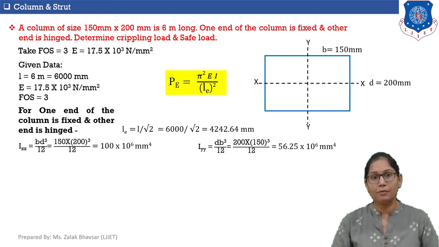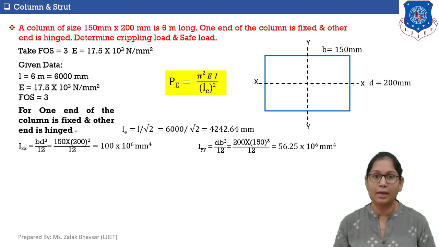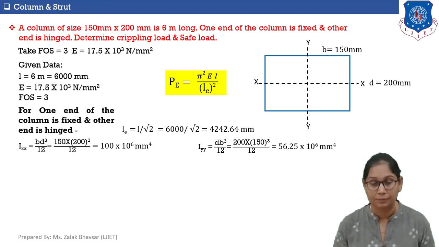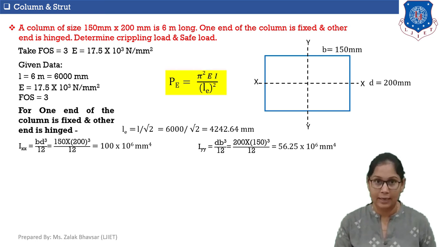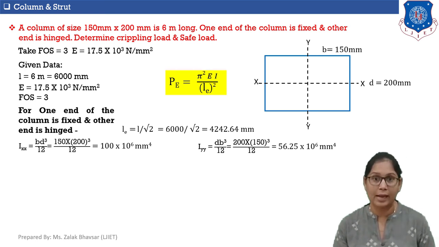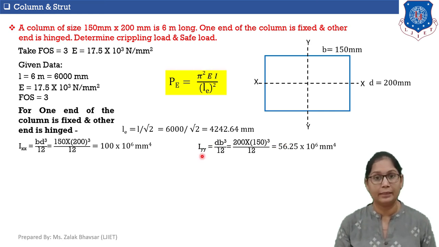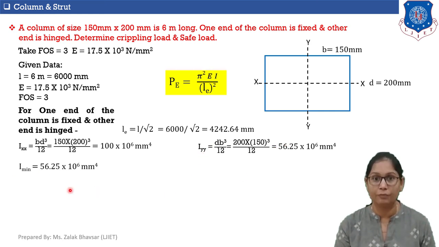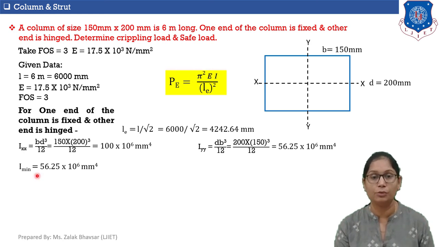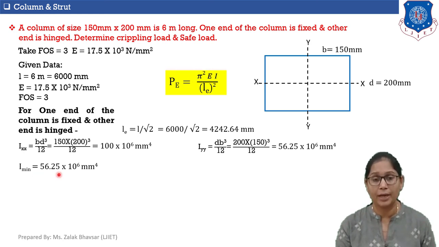So here I have calculated Ixx and Iyy both. But for the formula I need only one. So whenever such a condition occurs, we will calculate Ixx and Iyy both and we will take the minimum value of I for the calculation purpose. So here the value of Iyy I am getting is less, so I am taking I for the equation equal to 56.25 into 10 raised to 6 mm raised to 4.